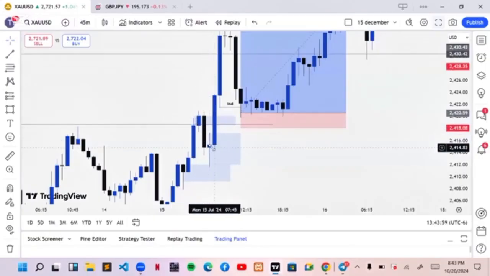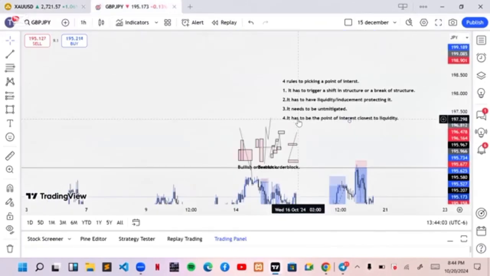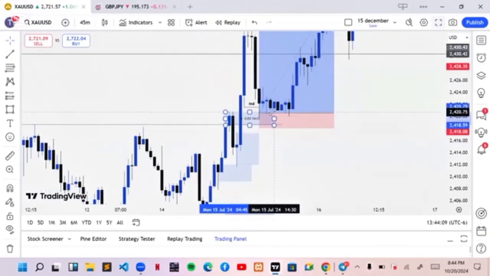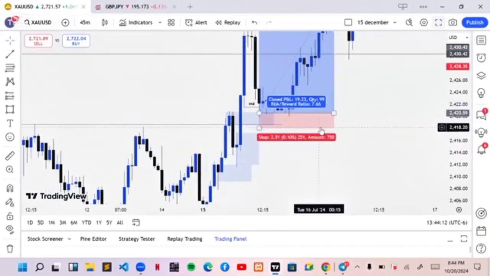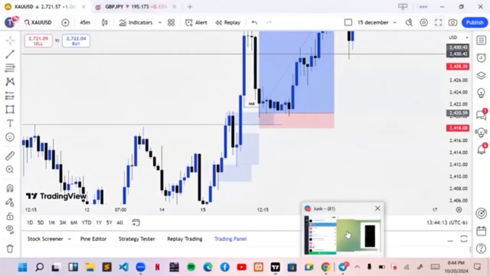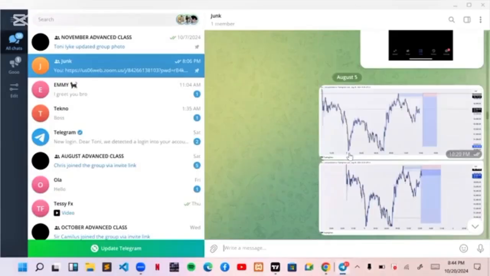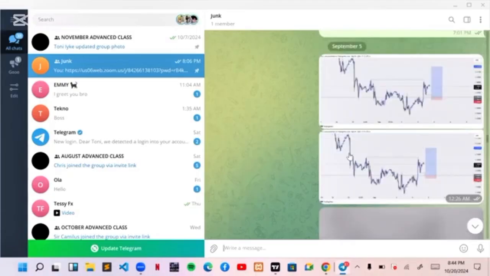But which point of interest are we going to use? The fourth rule, we pay attention to it. That should be the point of interest that's closest to liquidity. That was why this breaker block was used as entry here. And then once price tapped it, it started reversing. I think I have the trade for them. So let me see if I can find this.